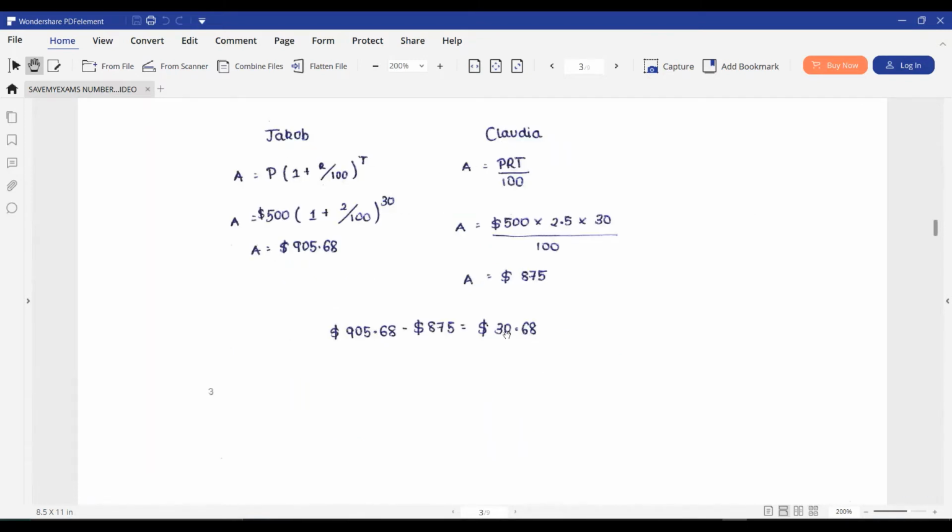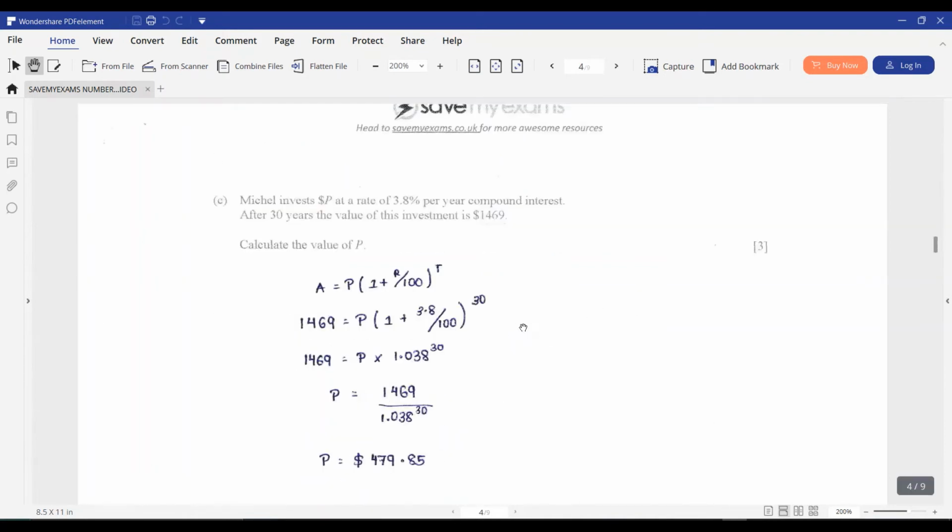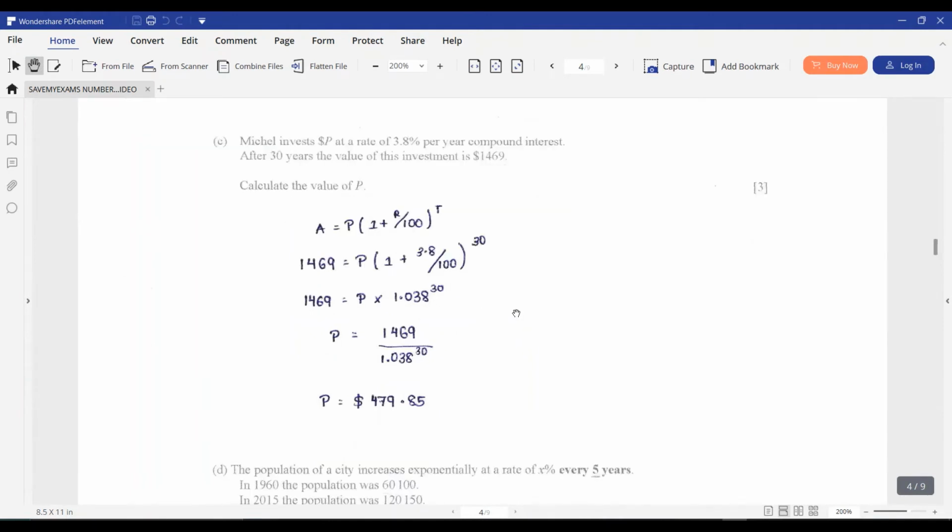and get the difference between the two amounts, and the difference should be $30.68. Part C. Michael invests P dollars at a rate of 3.8% per year compound interest. After 30 years, the value of this investment is $1,469. Calculate the value of P.